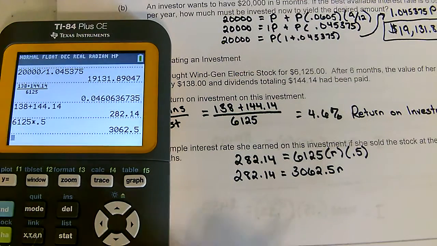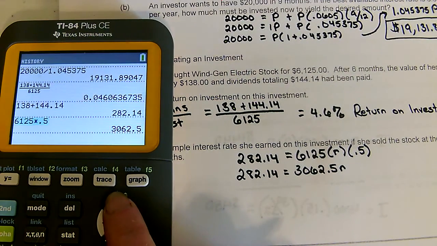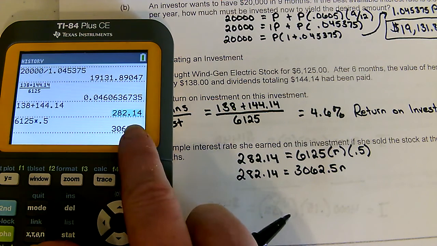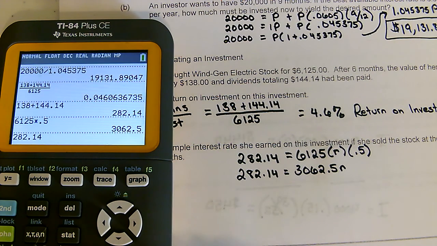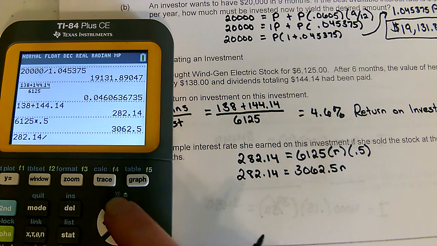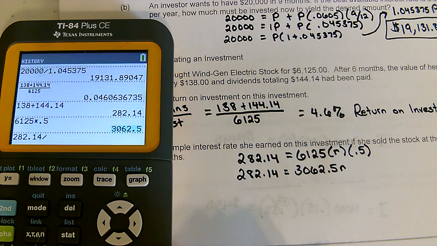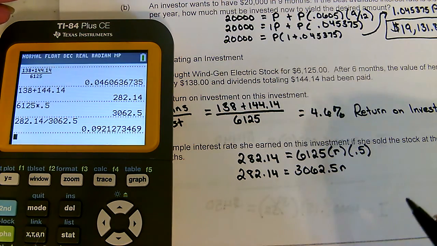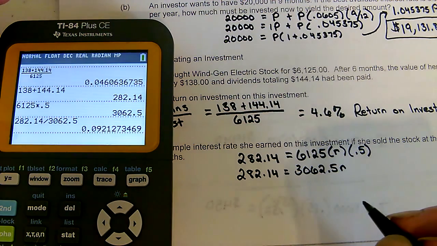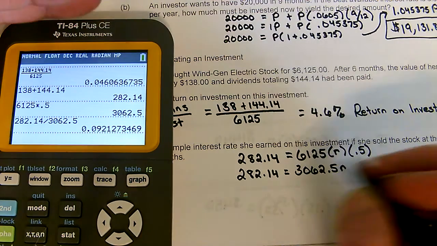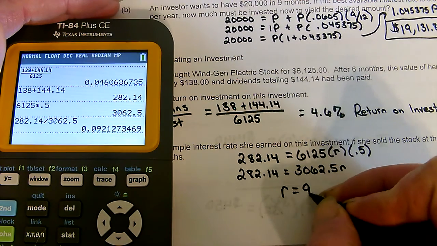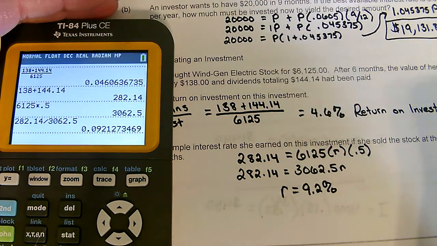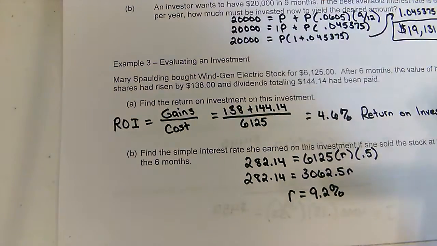And now just some little calculator tricks you can use. I can up arrow to that so it's highlighted, press enter, divided by, up arrow to it so it's highlighted, enter, and it copies and pastes, so it makes it a little bit easier. That would be 9.2%. That's a pretty good interest rate.